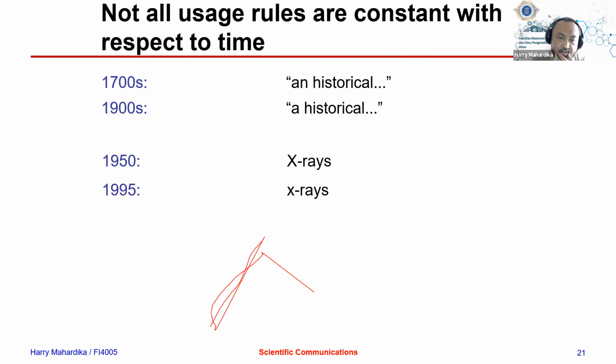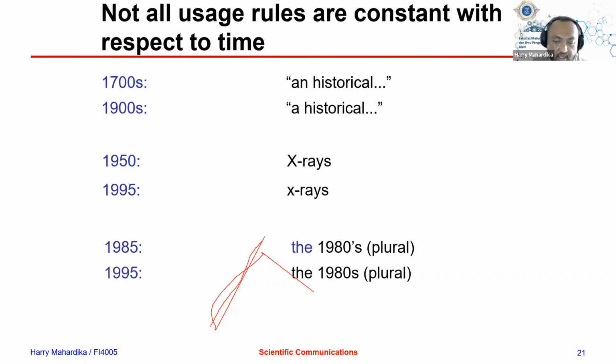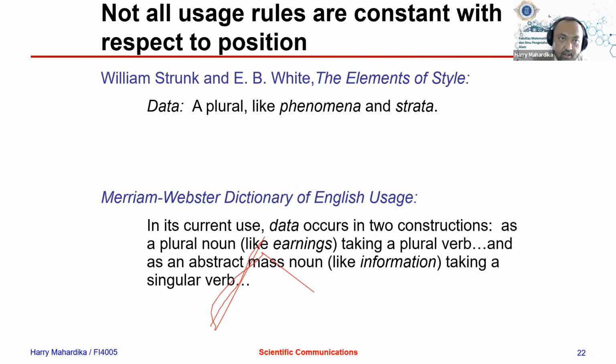Okay, and then the scientific community probably knows about this. In the 50s, it was called X-ray with a capital X, and nowadays it is just called X-ray with a small x. And then in the 80s, in 1985, "the 1980s" is a plural. In 1995, the plural form of the 80s became "the 1980s" without an apostrophe. Okay, not all usage rules are constant with respect to position.